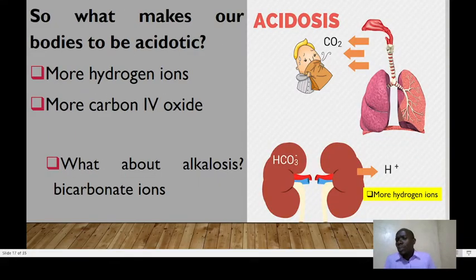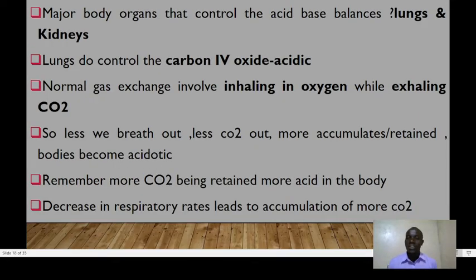So what happens to our bodies to be acidotic? For you to be acidotic, it means you must have more hydrogen ions and or you have to have more carbon dioxide. In that case, you'll become acidotic. What about alkalotic? You'll need to have more bicarbonate ions.